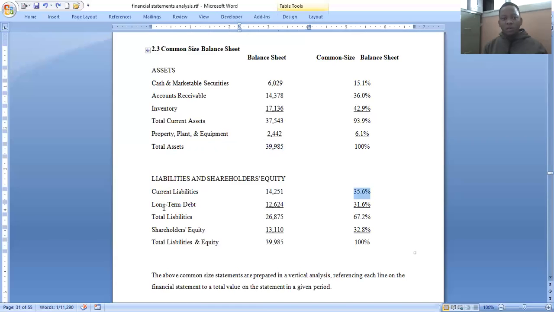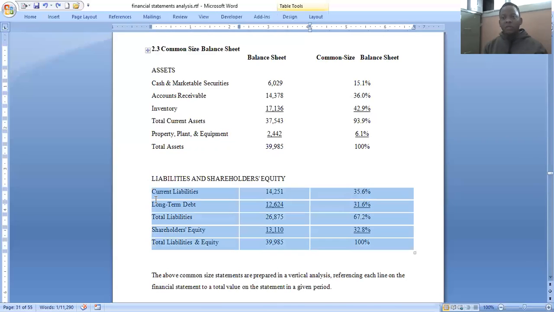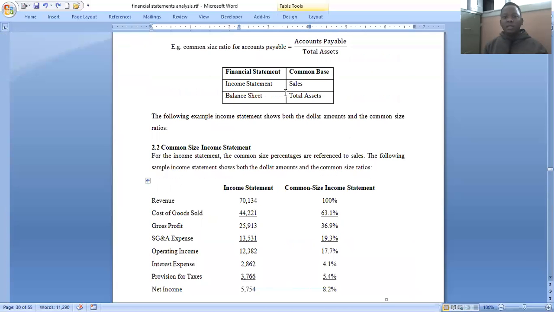The same case with long-term debt. The common size ratio is 1.6%, which is equal to 12,624 divided by 39,985, which will give us 1.6. And the same applies to all these items. So for the balance sheet, the common base or the reference item is the total assets, whereas for the income statement, the common base is the sales.